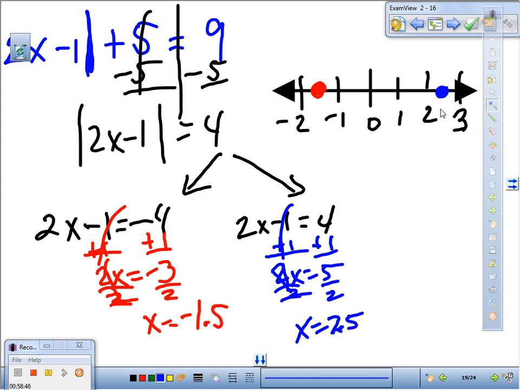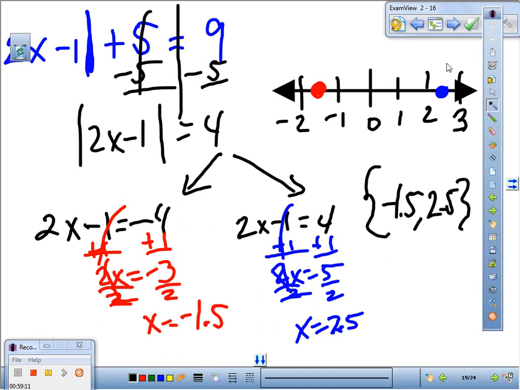But am I done? Solution set. Solution set, negative 1.5, comma, 2.5. Close the set. Yes? Do we need another one of these? No. Tell me with your fingers how comfortable you are with these. 5. Okay, let's move on.